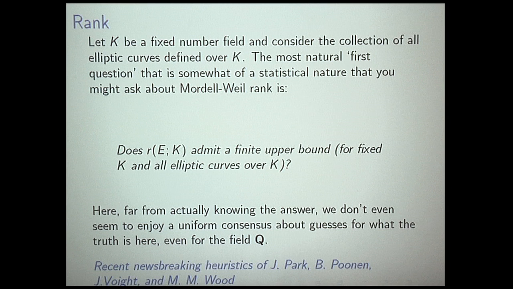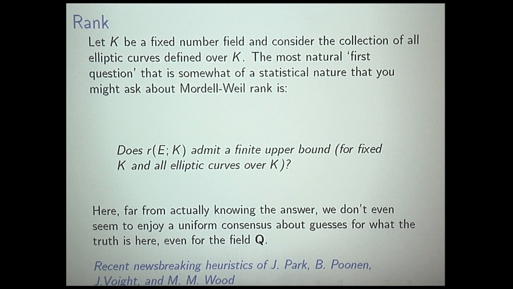as you see in the bottom thing, I hope you can see it, there are recent, news-breaking heuristics of these people, Jennifer Park, Bjorn Poonen, John Voight, and Melanie Wood. They use certain statistics about Lagrangians and Selmer groups, and they come up with the most astounding conjecture. And I checked with all of them that I can say it, because they're working on it. Bjorn Poonen says yes, and I said, well, check with all your co-authors, and he came back and said yes.